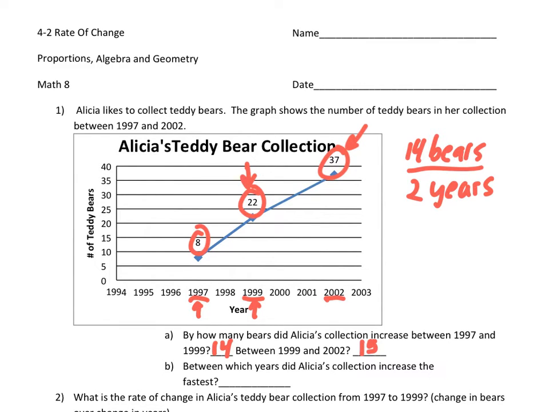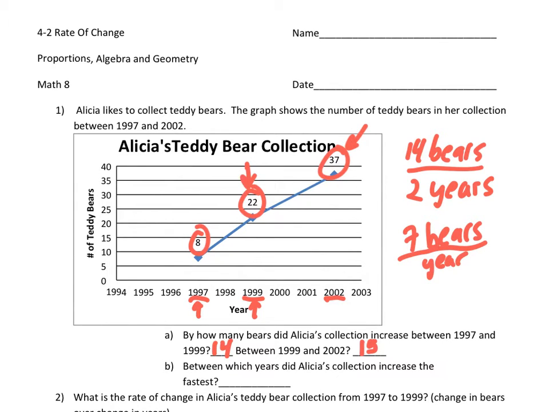Finding a rate of change is something that you have done before as finding a unit rate. So I know 14 bears in 2 years. How many bears in 1 year? Well, I can do 14 divided by 2, and I'm going to end up with 7 bears per 1 year, or 7 bears per year.